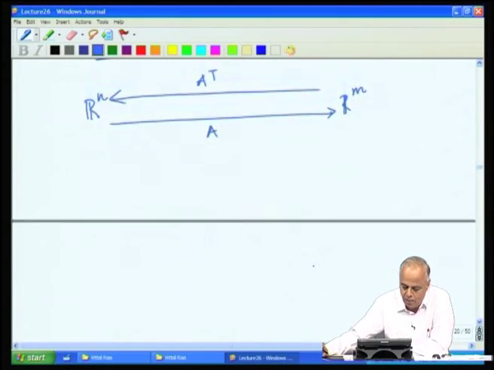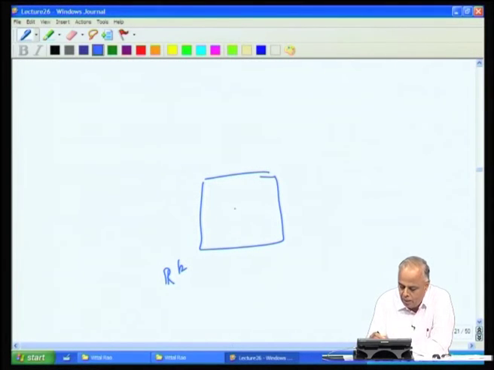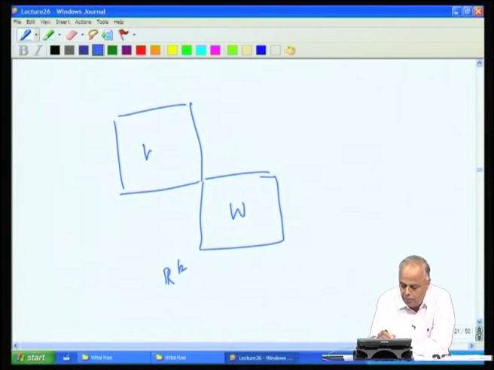Suppose I have R k and I have a subspace W and I have its orthogonal complement W perp.